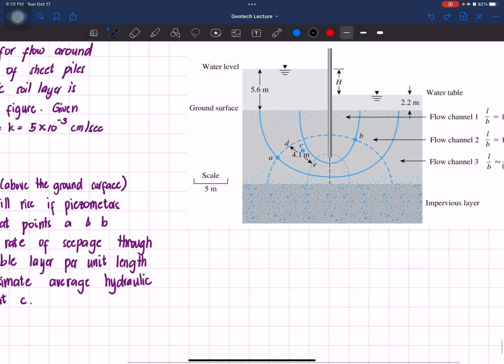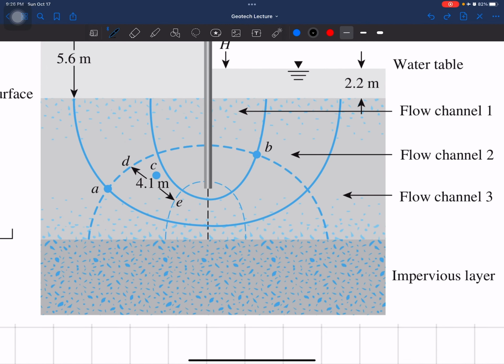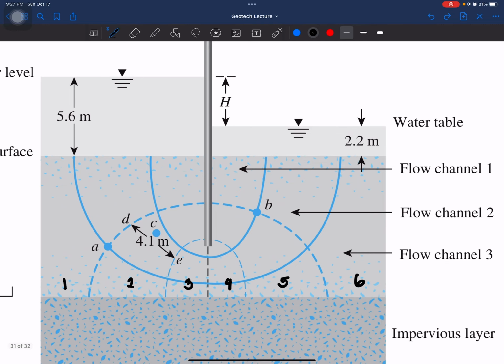Okay, let's look at the figure. How many areas are cut by the equipotential lines? So we have one here, 2, 3, 4, 5, and 6. So we have 6 areas for the equipotential drop. Every time the water soaks and passes through each area, we have a head loss. The total head loss is actually this one, your H, from the upstream to the downstream.